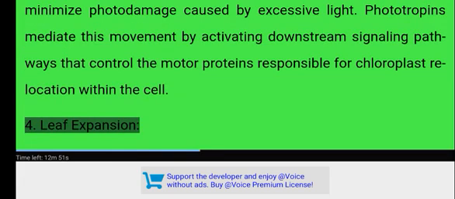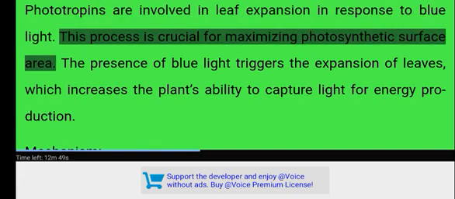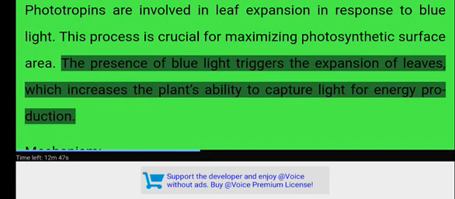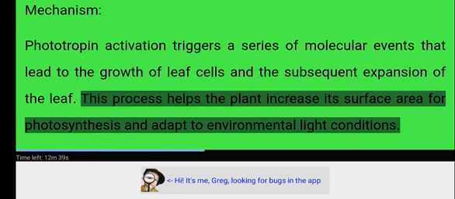4. Leaf expansion. Phototropins are involved in leaf expansion in response to blue light. This process is crucial for maximizing photosynthetic surface area. The presence of blue light triggers the expansion of leaves, which increases the plant's ability to capture light for energy production. Mechanism. Phototropin activation triggers a series of molecular events that lead to the growth of leaf cells and the subsequent expansion of the leaf. This process helps the plant increase its surface area for photosynthesis and adapt to environmental light conditions.